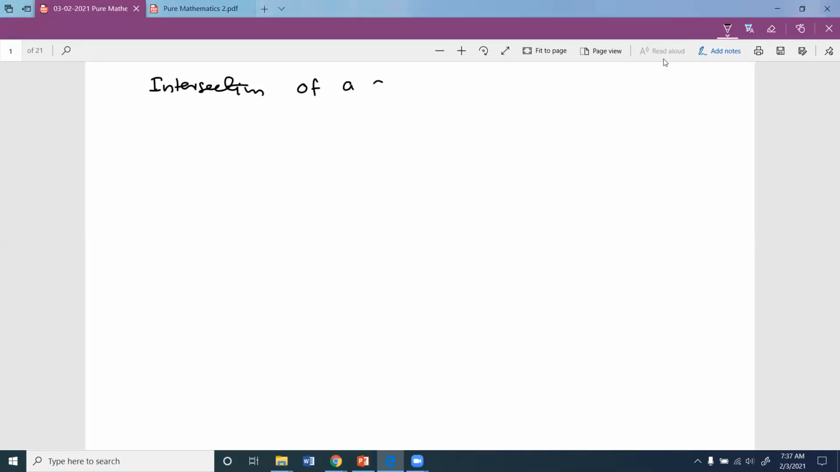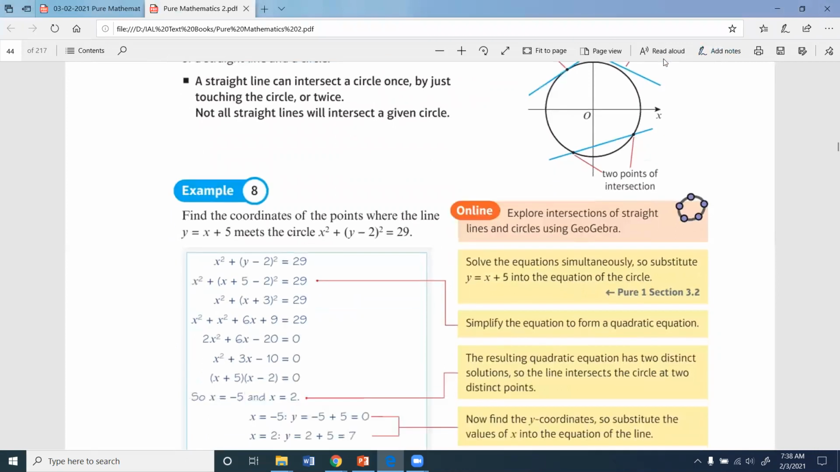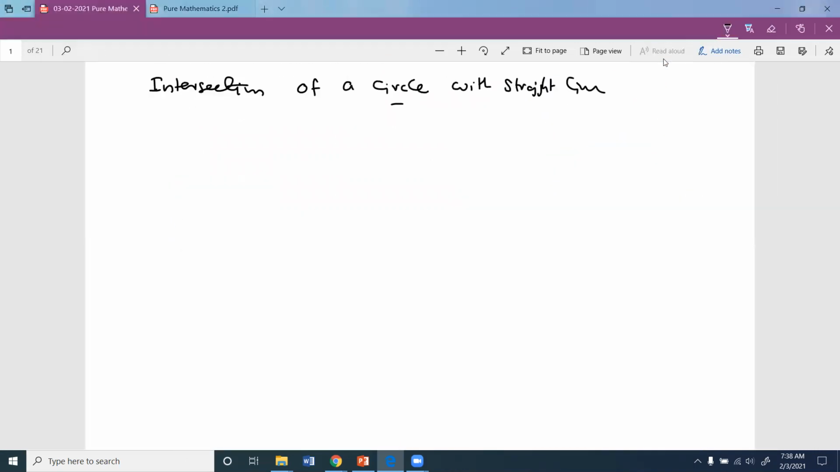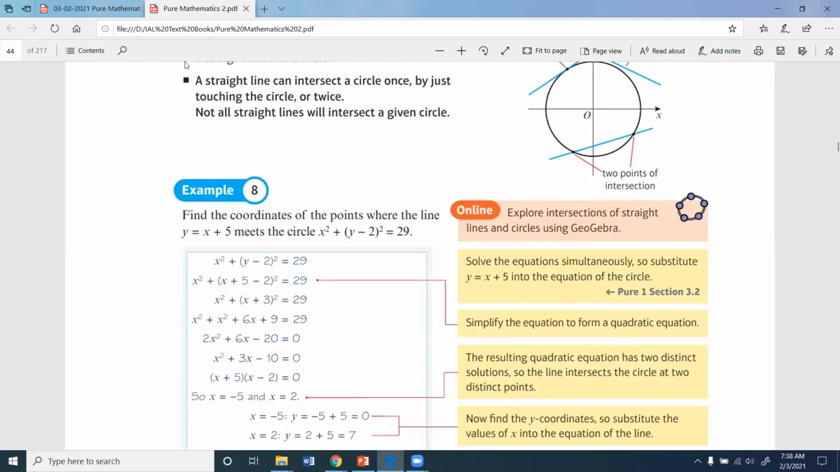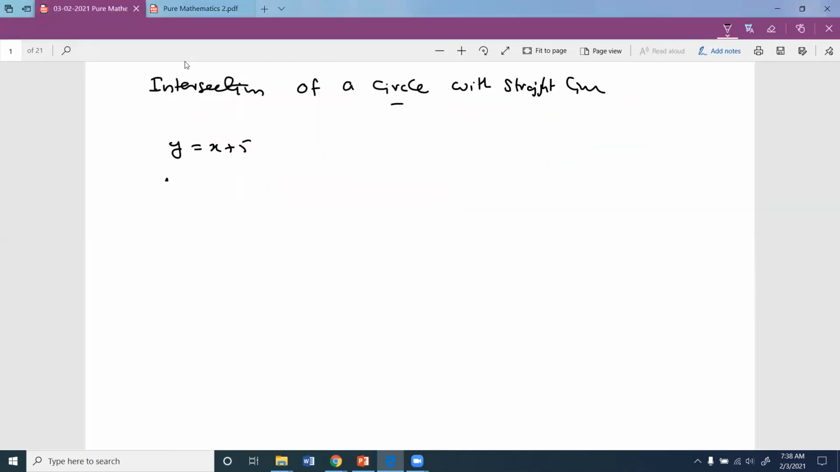Intersection of a circle with a straight line. That's a factor we are going to discuss. So we start from the first example over here. We need to find the intersection of y equals x plus 5, which is a straight line, with the curve x squared plus (y minus 2) squared equals 29. So these are the two curves where we have to identify the intersection.